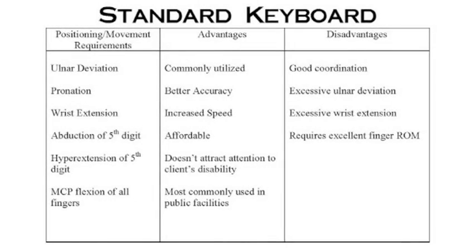Positioning and movement requirements for the standard keyboard are ulnar deviation, pronation, wrist extension, abduction of the 5th digit, hyperextension of the 5th digit, and MCP flexion of all fingers. The advantages are it's commonly utilized, so it promotes better accuracy and increased speed. It's affordable, doesn't attract attention to clients' disability, and most commonly used in public facilities. The disadvantages are it requires good coordination, excessive ulnar deviation, excessive wrist extension, and requires excellent finger range of motion.